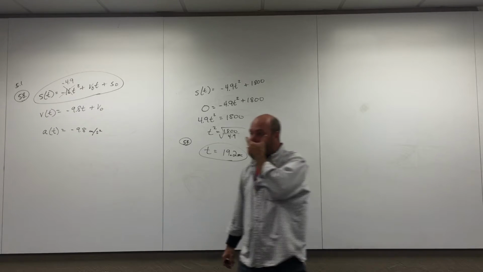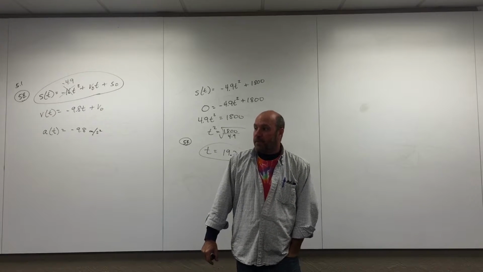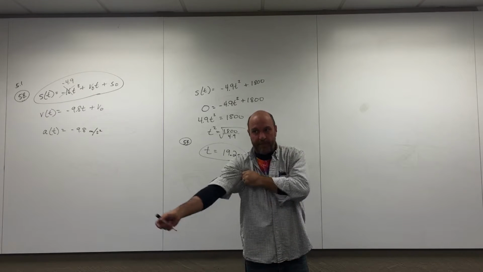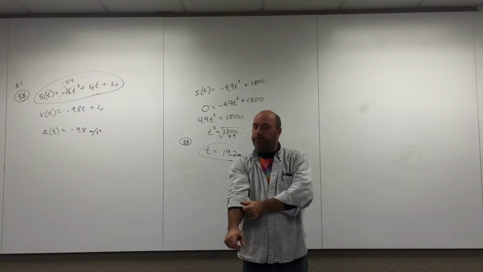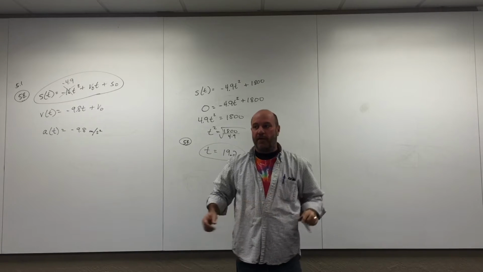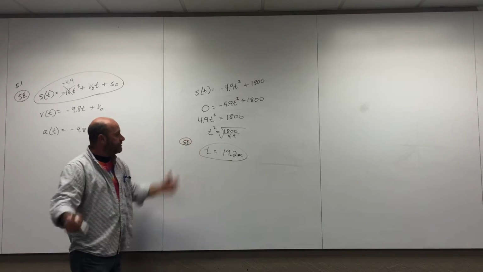Considering that 58 is an even number, the back of the book only has answers for odd numbers. So she was looking at something else, some solutions manual or something. Good. It had an error, I guess. So cool. There's not much to know. When does it hit the ground? Right.